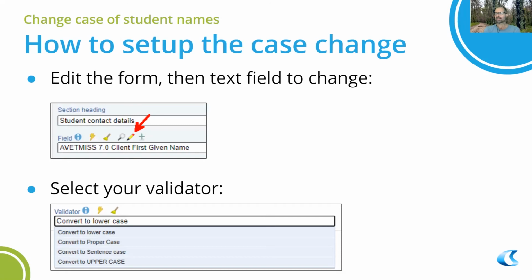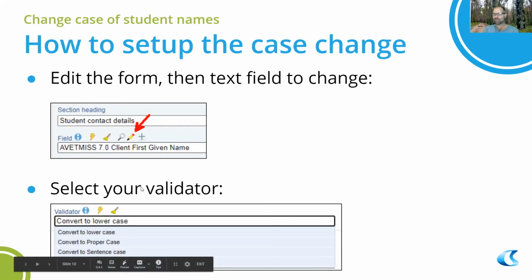So how do you set it up? First of all, go onto your form and then click on the little pencil icon beside the field that you want to edit. Your forms are found under Forms and then Forms, and then edit the form that you want to change. Then go down to the field, click on the little pencil there, and then select your validator when it comes up, okay?